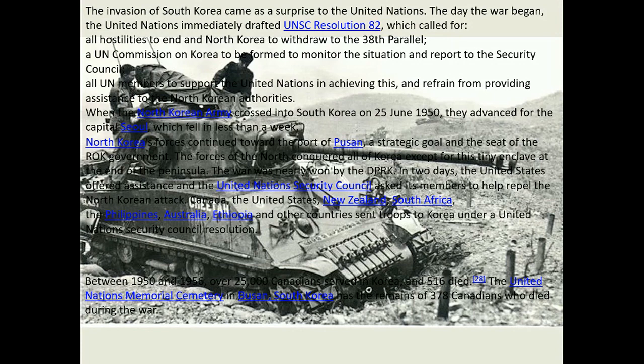Certainly, within 2 days, the United States offered assistance, and the United Nations Security Council asked its members to help repel the North Korean attack. Canada, the United States, New Zealand, South Africa, the Philippines, Australia, Ethiopia, and other countries sent troops to Korea under a United Nations Security Council resolution. Between 1950 and 1956, over 25,000 Canadians served in Korea and 516 were killed. There are different sources that waver in certain numbers, but roughly that's what we have here. The United Nations Memorial Cemetery in Busan, South Korea, has the remains of 378 Canadians who died during the war.